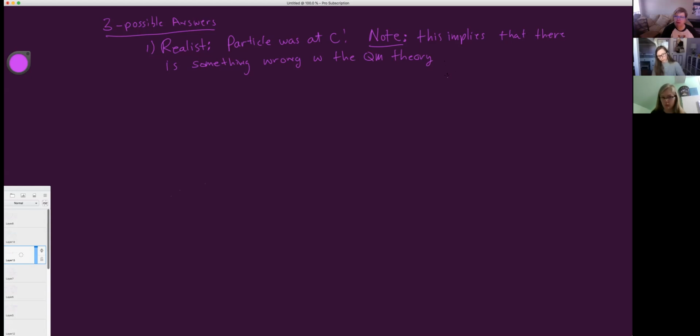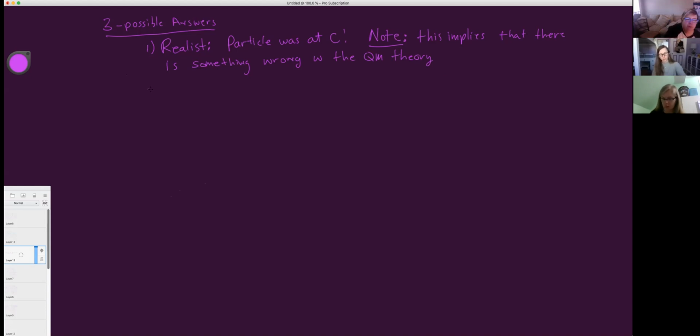Maybe there are some hidden variables, or maybe the Schrodinger equation needs to be modified or something, right? That's what this implies, saying, well, the particle was at C, because if your theory can't tell you it was at C, which this theory cannot, then it seems like if this is true, that the particle really was at C, then something's wrong. Okay, so that's one thing that people were thinking about.